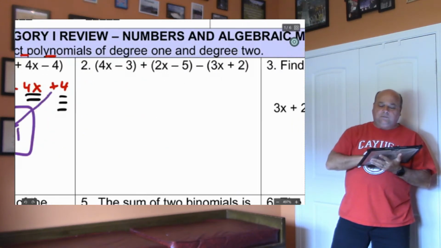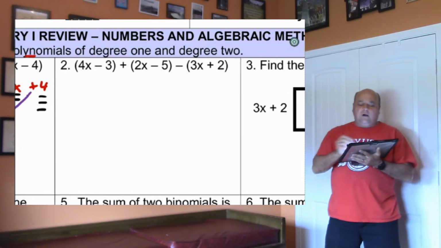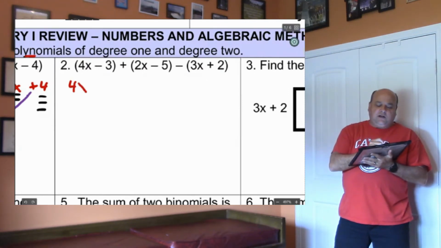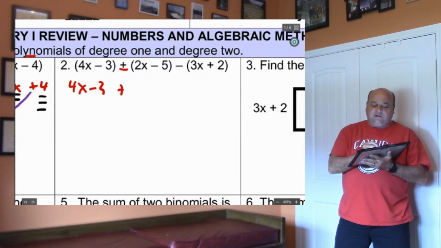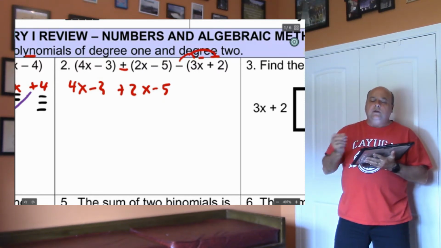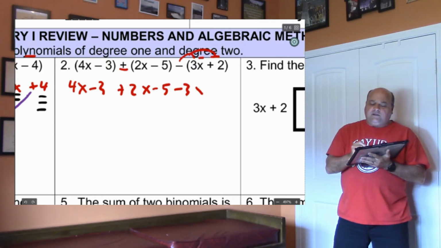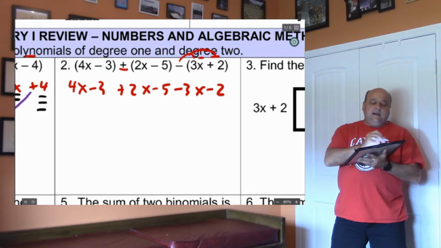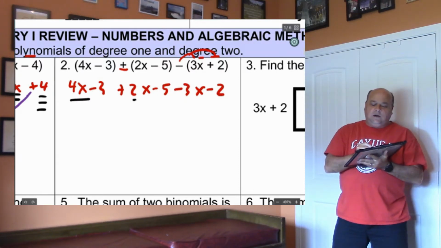Let's go to the next one. On this one right here, the 4x minus 3 is going to drop. The plus right here won't change this parentheses. So plus 2x minus 5. Then right here, this negative gets distributed. So this is going to turn into minus 3x minus 2. Now I'm going to go back, single underline the x's and double underline the constants.